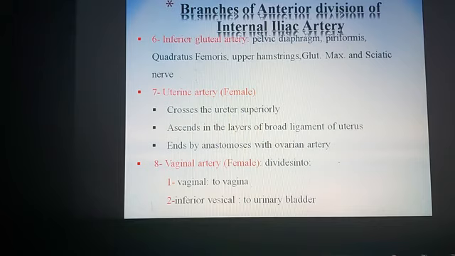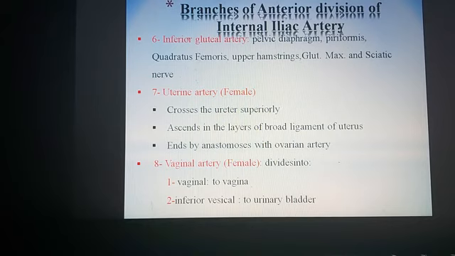Coming to the seventh branch, the uterine artery. In females, it crosses the ureter superiorly. It ascends in the layers of the broad ligament of the uterus and ends by anastomosis with the ovarian artery. Next, the eighth branch is the vaginal artery.